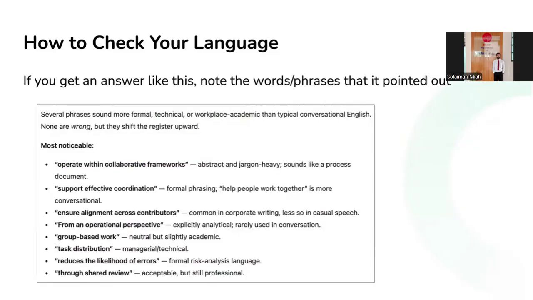If you get feedback pointing out certain words or phrases, focus on those specific items. Notice which ones sound more professional, technical, or academic than conversational. Then think about how you could say the same idea more simply. This is not about dumbing down your English. It's about matching the situation.